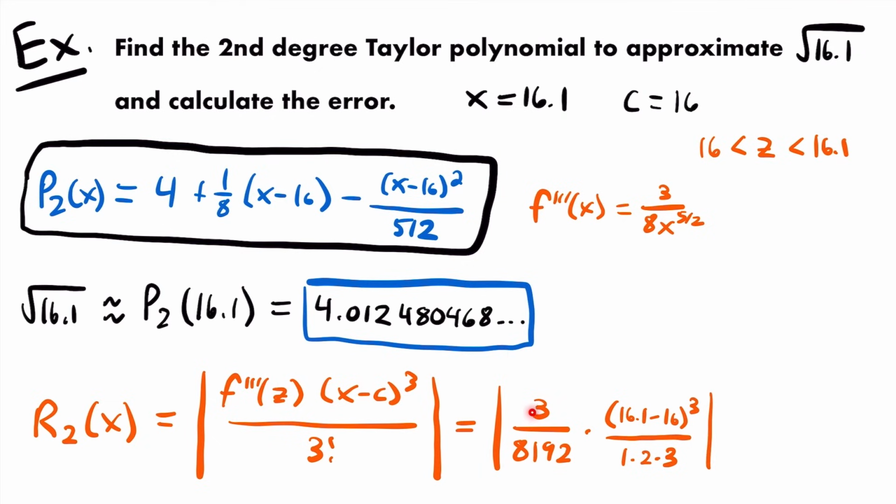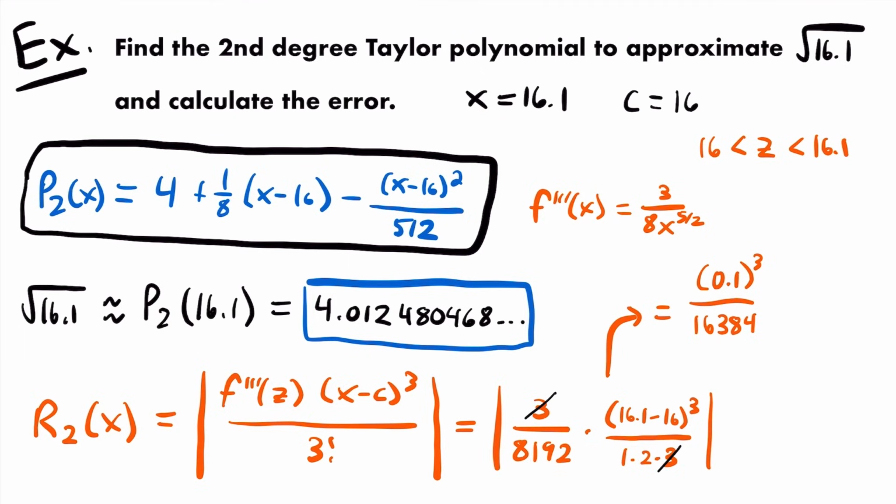Now this 3 is going to cancel out with this 3, so I'll cross those out. What we're left with in the denominator is 8,192 times 1 times 2, so we just have 2 times that value. And 16.1 minus 16 is 0.1. There's nothing negative in here, so these absolute value bars can be removed. What we'll have is that this is equal to 0.1 cubed divided by 16,384. That's what 2 times 8,192 gives you.